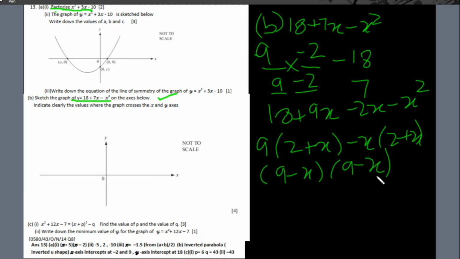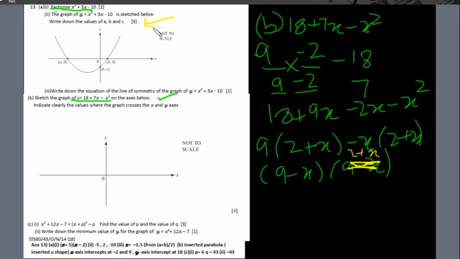In fact we're yet to sketch this graph. And also I wrote this wrong. 9 minus x and 2 plus x. So this would be 2 plus x. Alright, so let's go back to part A. First we had factorized that, then we had sketched the graph using A, B and C.